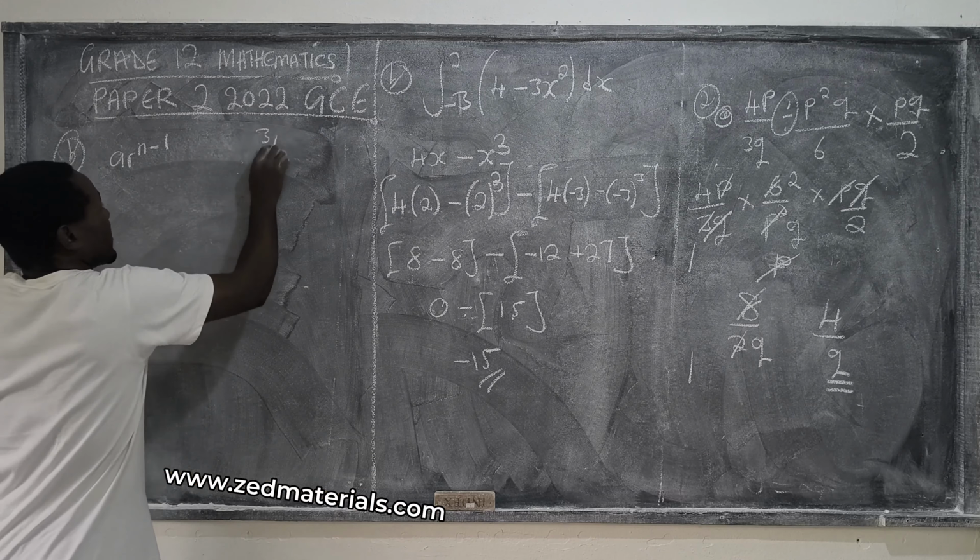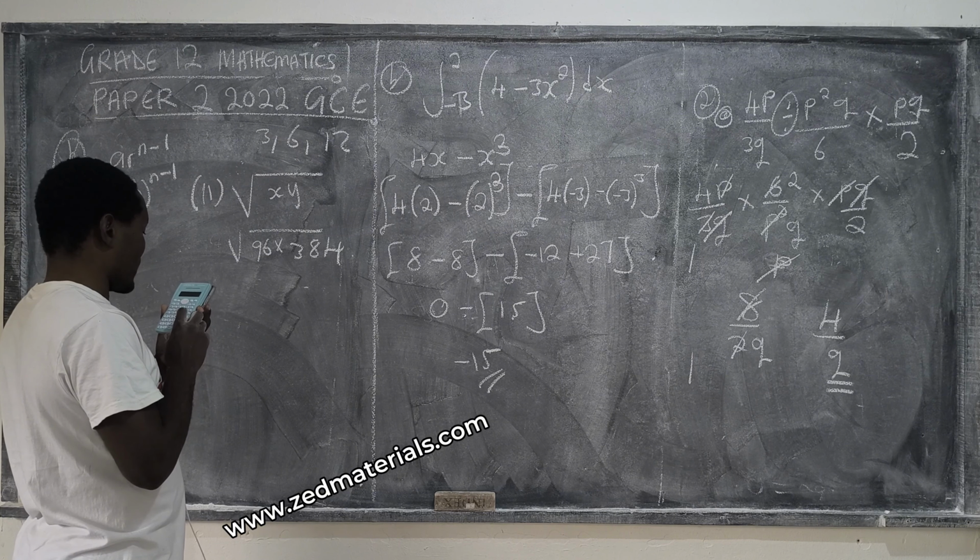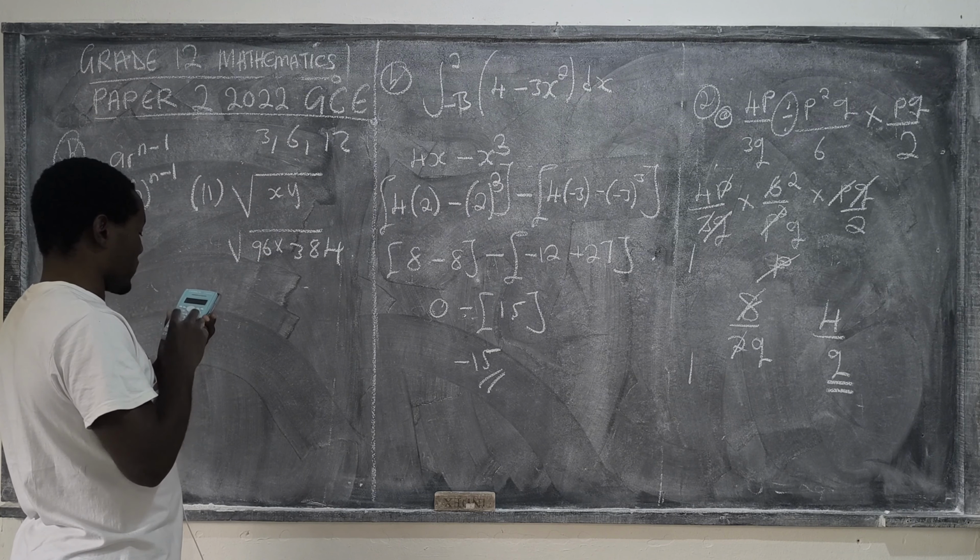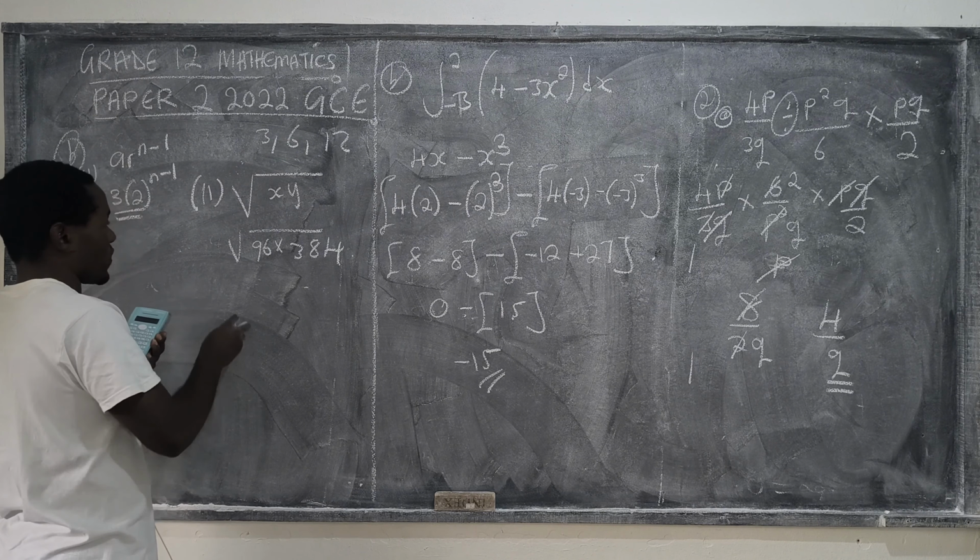So 384 multiplied by 96. What do I get? I get 36,864. The square root of that is what? 192. So I'll get 192, without a point. That is your answer for the second Roman numeral there.